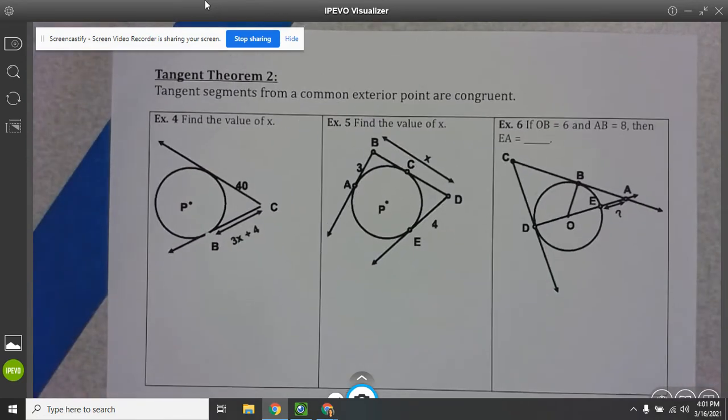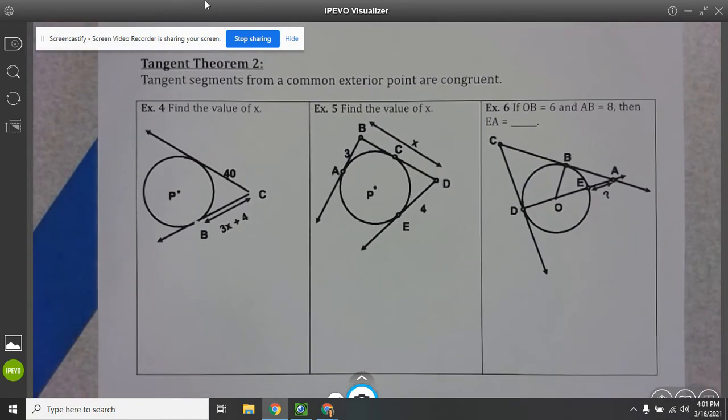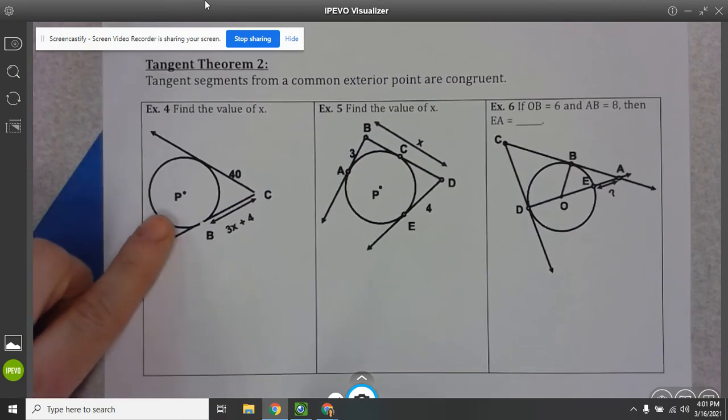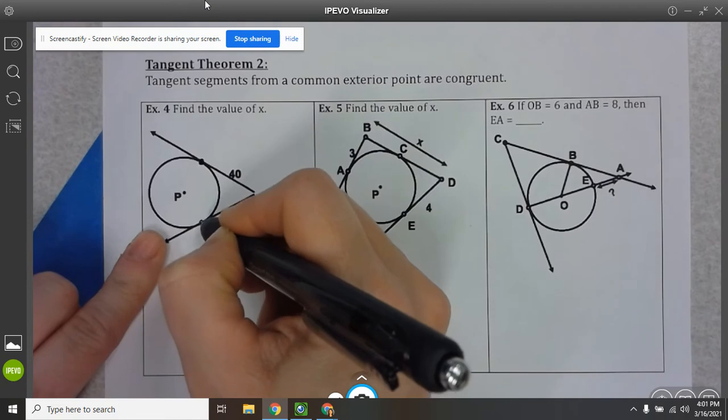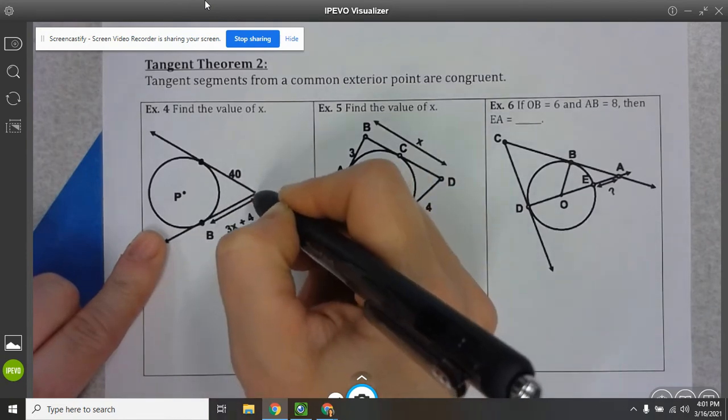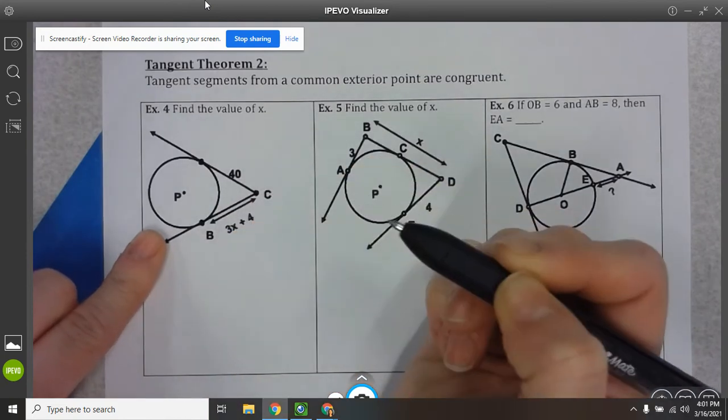All right, last theorem of the day. Tangent segments from a common exterior point are congruent. So, from the point of tangency to the exterior point, they are equal. So here in circle P, here's the point of tangency, and then here is my exterior point.